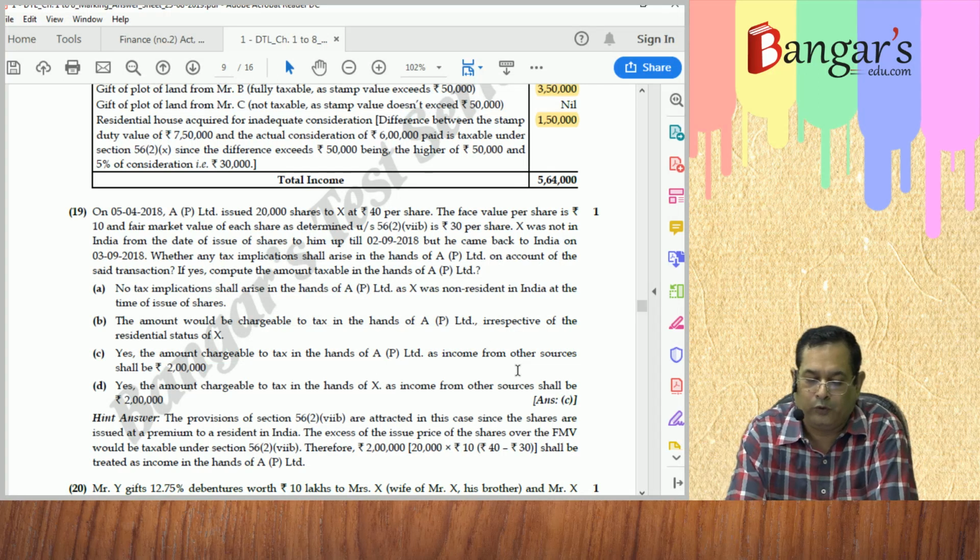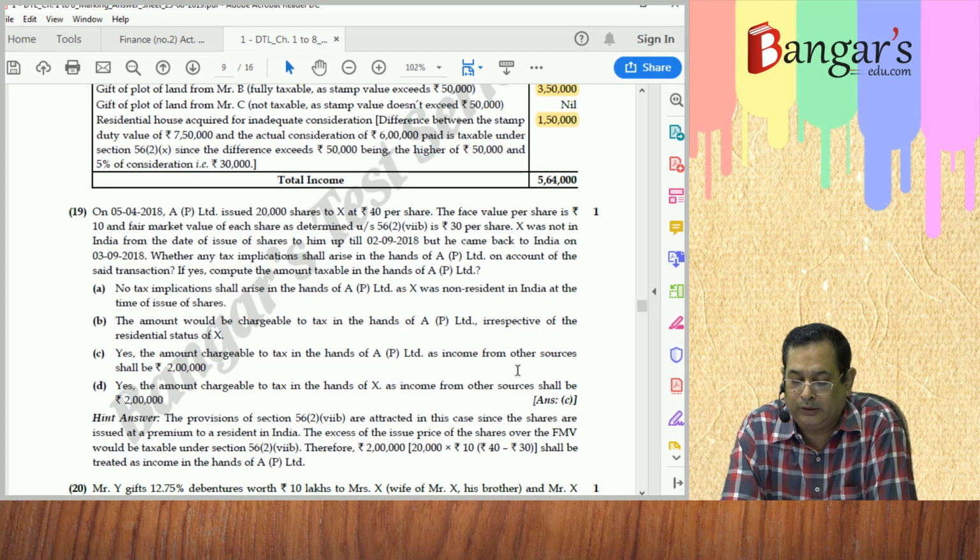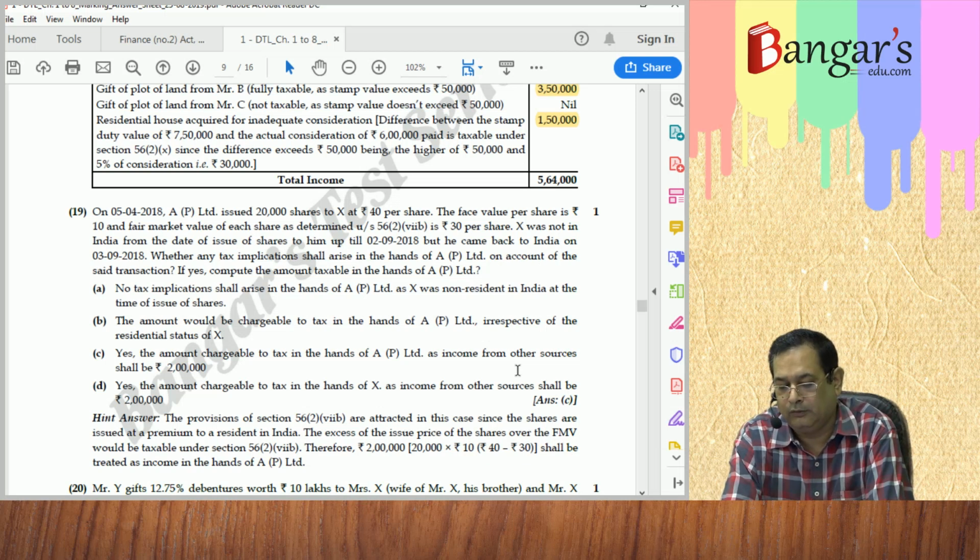Then on 5/4/18, A Private Limited issued 20,000 shares at a premium of rupees 50 per share. The face value of share is 10 and the fair market value is rupees 30 per share. Since the issue price exceeds the fair market value of shares, whatever amount is received by the company by way of issue of shares to a resident, the same will be chargeable to tax.